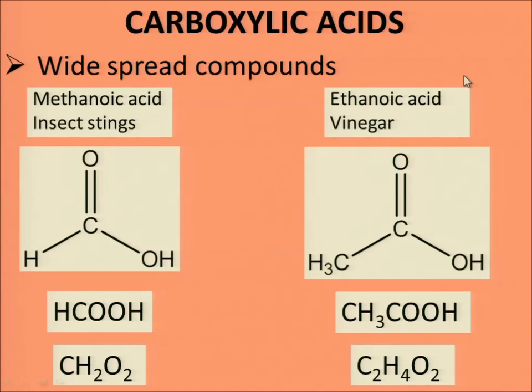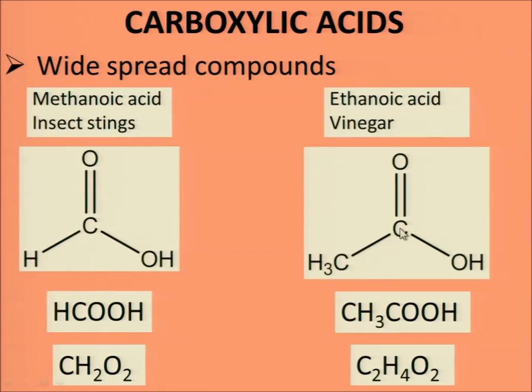Carboxylic acids are widespread compounds. Methanoic acid is in insect stings. So if a bee stings you and it burns, that's methanoic acid. Methanoic acid because there's one carbon, and this is the structure. The molecular formula is then CH2O2, and the condensed structure is just HCOOH.